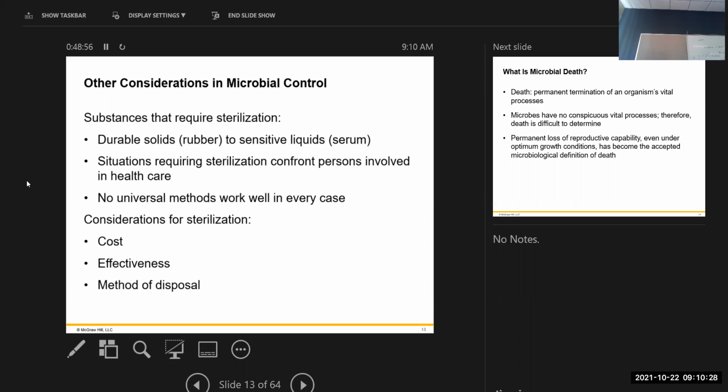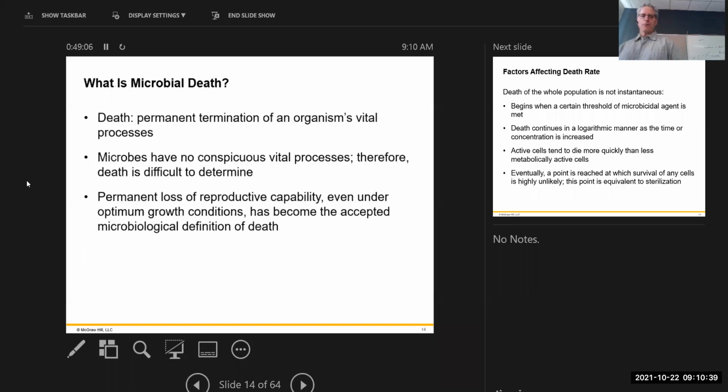So you have to consider cost. Autoclaves, fortunately, are pretty cheap. Effectiveness, and then method of disposal as well. So those are all considerations.